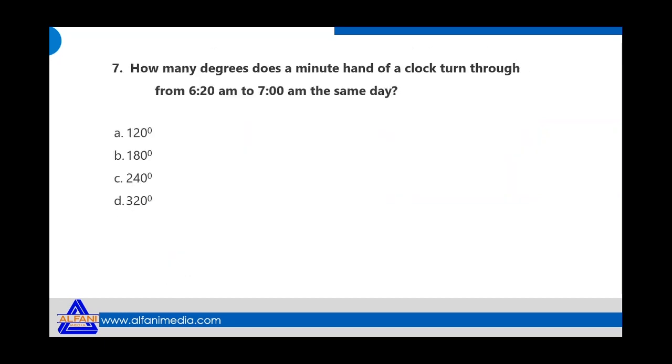Now the next question here is, how many degrees does a minute hand of a clock turn through from 6:20 a.m. to 7 a.m. the same day? All right, how many degrees does a minute hand of a clock turn through from 6:20 a.m. to 7 a.m. the same day?